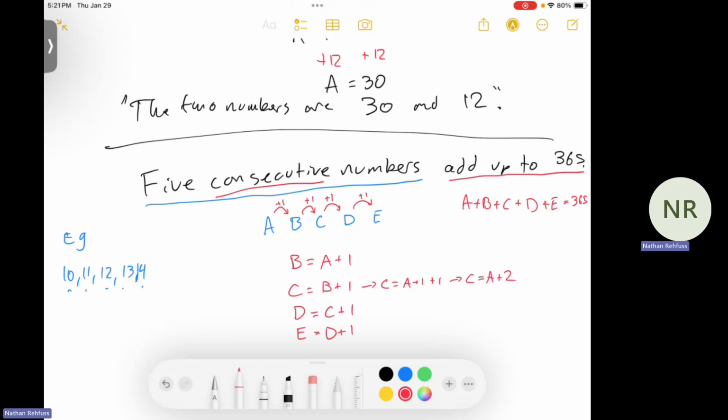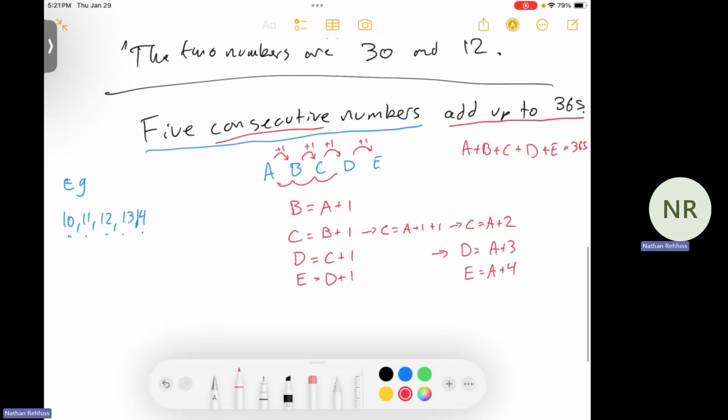Does that make sense? A plus 1 is B, B plus 1 is C. Put it together, C is A plus 1 plus 1. A plus 1 plus 1 is C. Following the same logic, D is 3 more than A. So we can write D is A plus 3, and E is A plus 4. All right. Now I've written B, C, D, and E in terms of A.